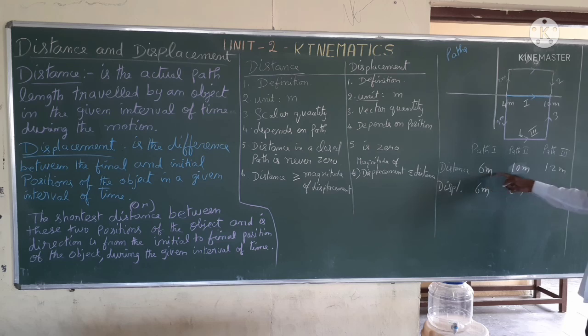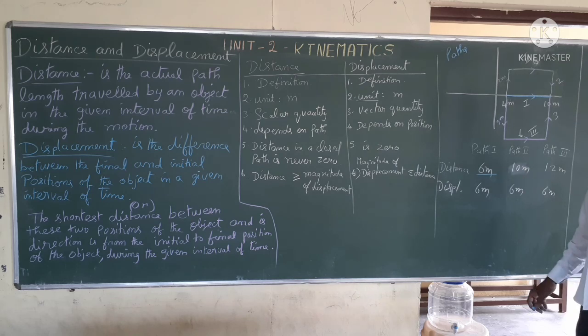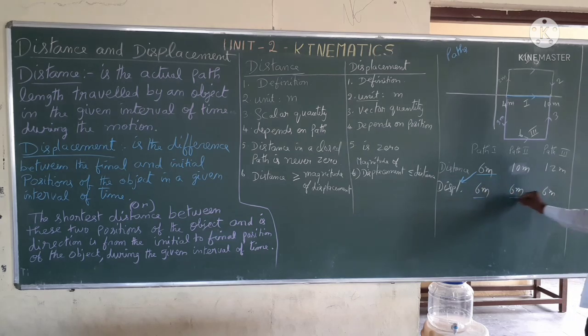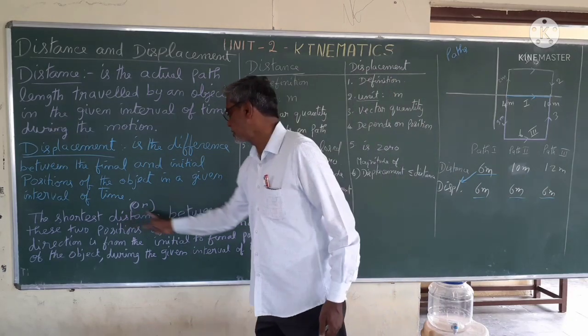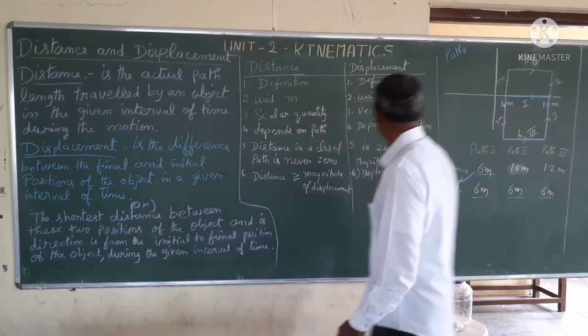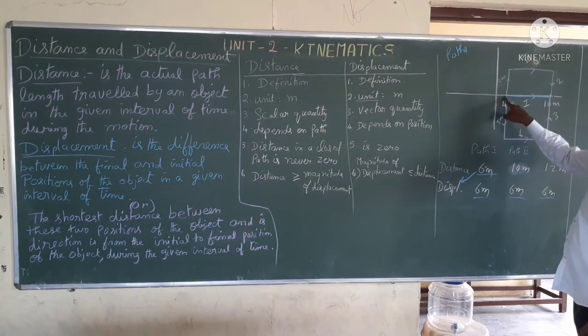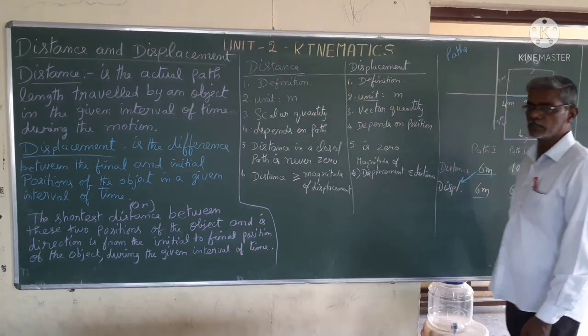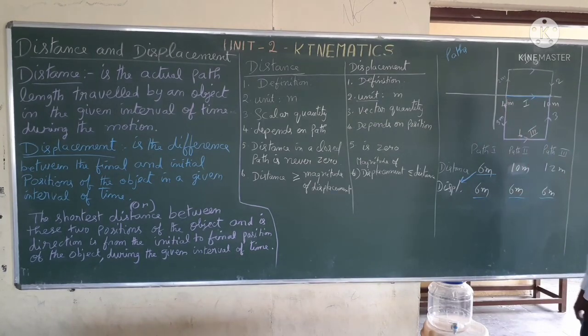Now if you see in distance, which one is the shortest distance? 6 meters. The shortest distance between the starting and the ending position is nothing but displacement. 6 meters means here you see displacement is 6 meters. Now you see the definition: the shortest distance between these two positions of the object, and this direction is from the initial position to the final position during the given interval of time. This is another way of defining displacement.